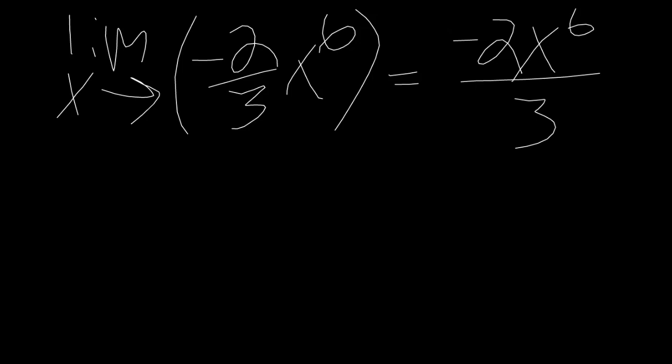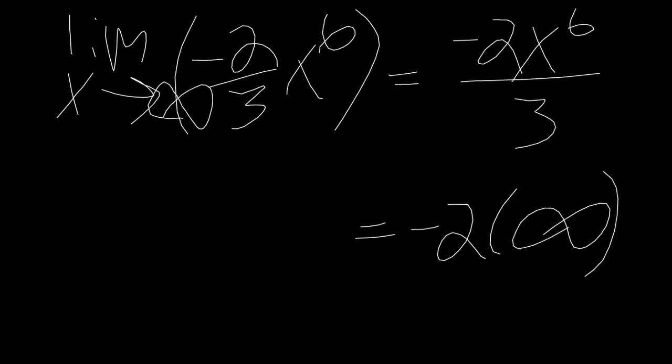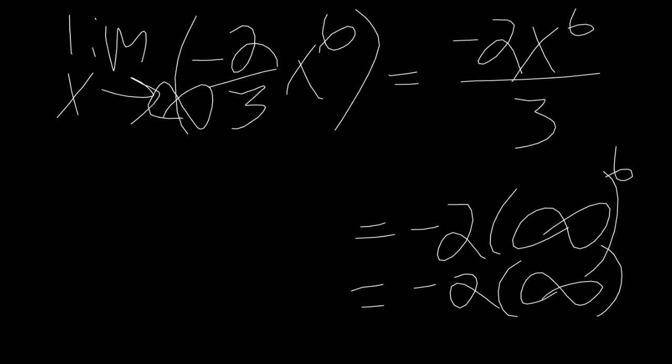So if we plug in, oh, I forgot infinity right there. So if we plug in infinity into x, we can disregard this because we don't need to look at that anymore, since we know it's going to be positive or negative infinity. So we have negative 2 times infinity to the 6th power. This is just going to be negative 2 times infinity. And we know negative times a positive will just produce negative infinity.